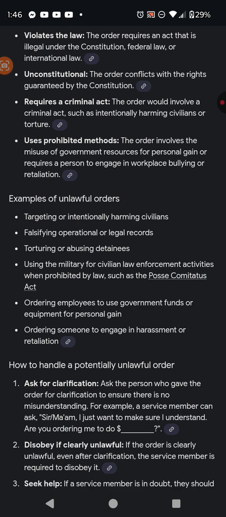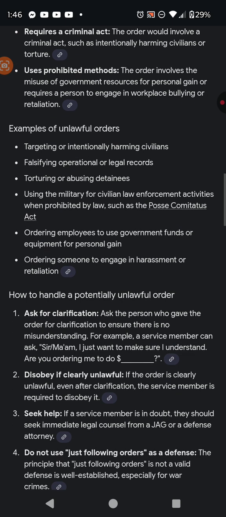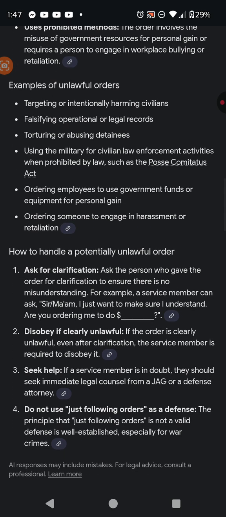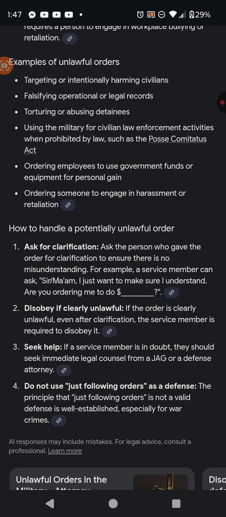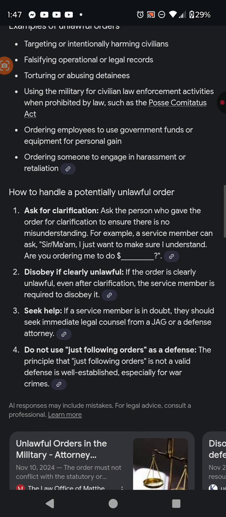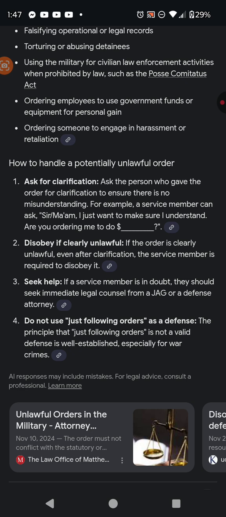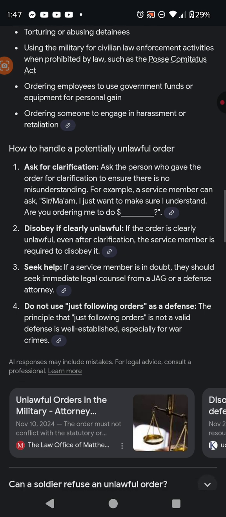Examples of unlawful orders: targeting or intentionally harming civilians, falsifying operational or legal records, torturing or abusing detainees, using the military for civilian law enforcement activities when prohibited by law, such as the Posse Comitatus Act, ordering employees to use government funds or equipment for personal gain, ordering someone to engage in harassment or retaliation.